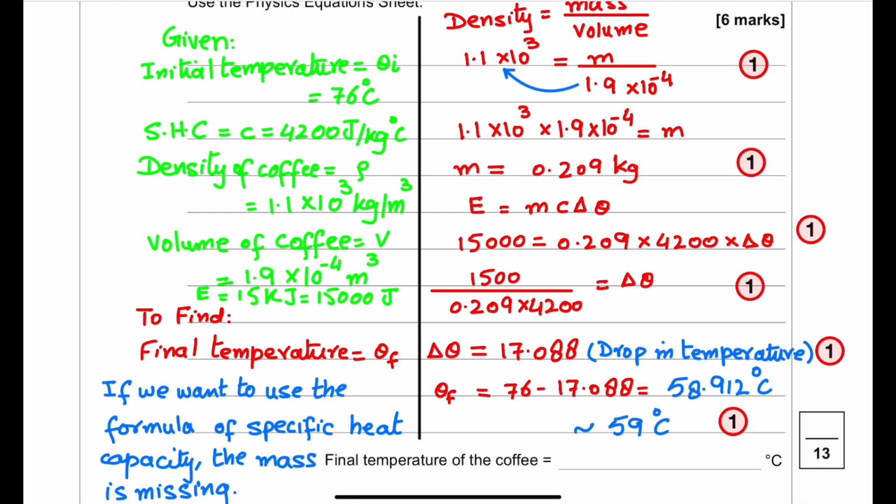We know that the initial temperature of the coffee is 76 degrees, and it will drop by 17.088 degrees. So the final temperature is 58.912 degrees, which is approximately equal to 59 degrees. So this delta theta is showing actually the drop in temperature, and we need to use the initial temperature, which is 76 degrees. So we will get at the end 59 degrees approximately.